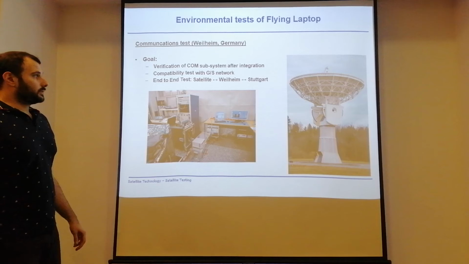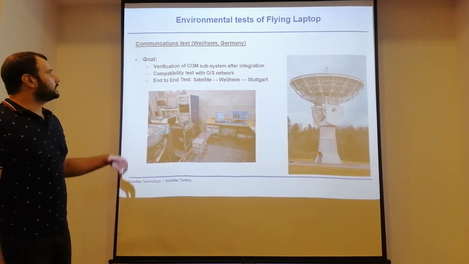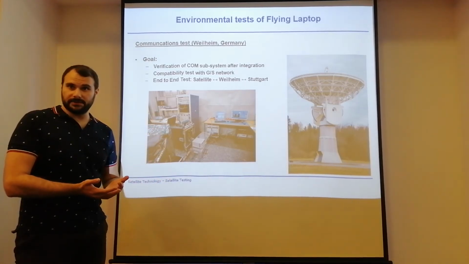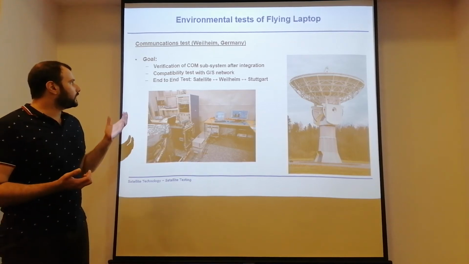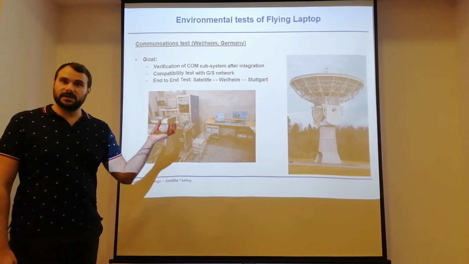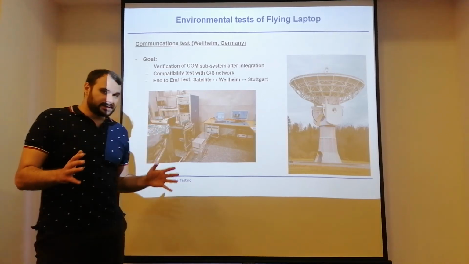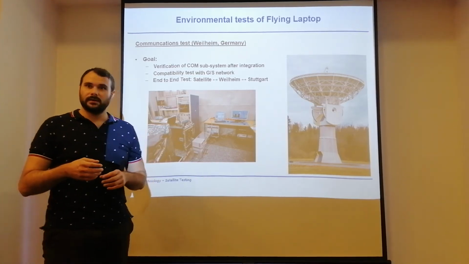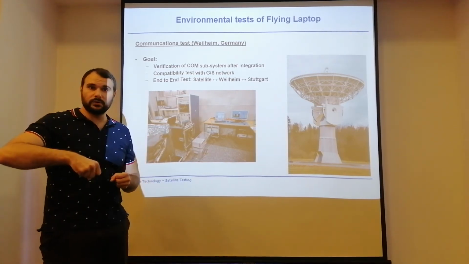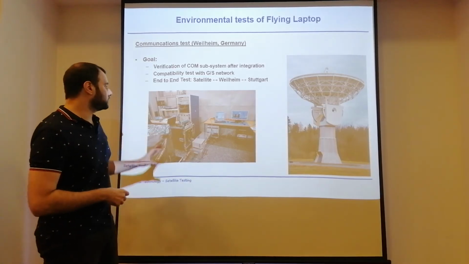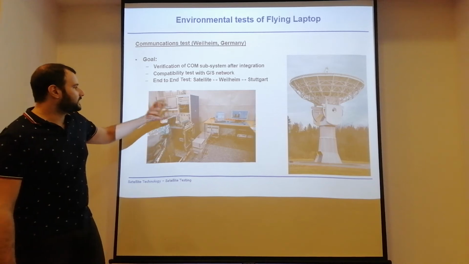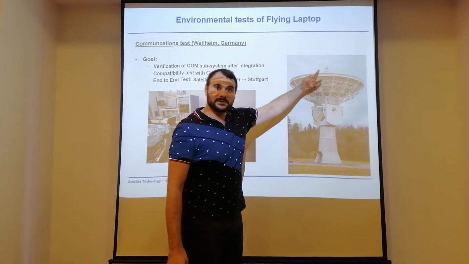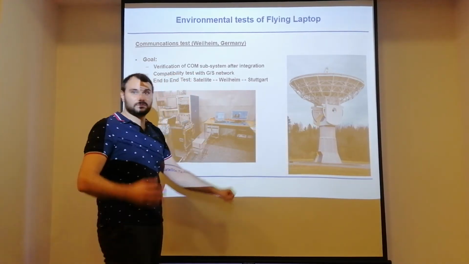Then there were communication tests that were performed. The communication tests with Weilheim, Germany, were performed to verify the communication subsystem after integration, so you want to assure compatibility with the ground station network later on. In our case you take the whole satellite, whereas for bigger satellites you only use the communication subsystem with some external components to operate it there. You go to the ground station, we put it into the test chamber, and it will be directly connected to the antenna. The antenna has a shortcut and feeds the signal straight back into the system as if coming from space.